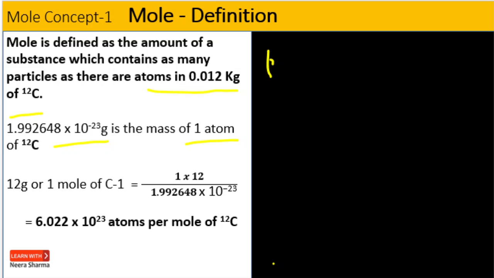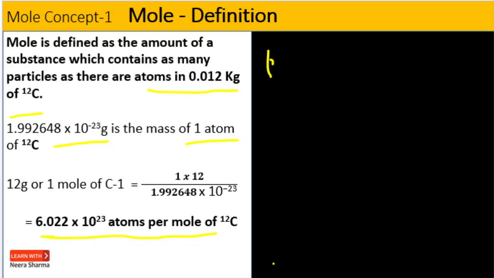So in 0.12 kg we have 12 grams. So 12 grams of carbon 12 will contain how many atoms? 12 divided by 1.992648 into 10 to the power minus 23. That is how we get this number, 6.022 into 10 to the power 23 atoms per mole of carbon.